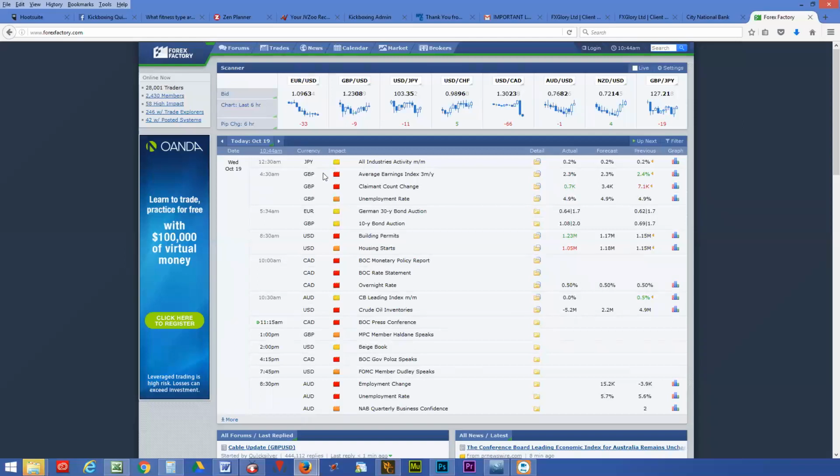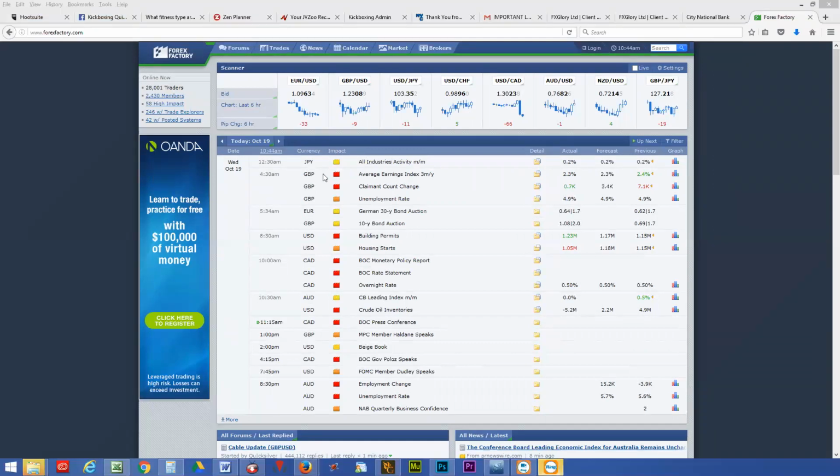So what happens is, when you look at these boxes, this is the impact column, and this lets you know what type of impact they're expecting it to have on the markets. So if there's a white box, it generally means that the economy or the financial system for that country is closed. All right, and you'll see that here. It'll say bank holiday or something along those lines.